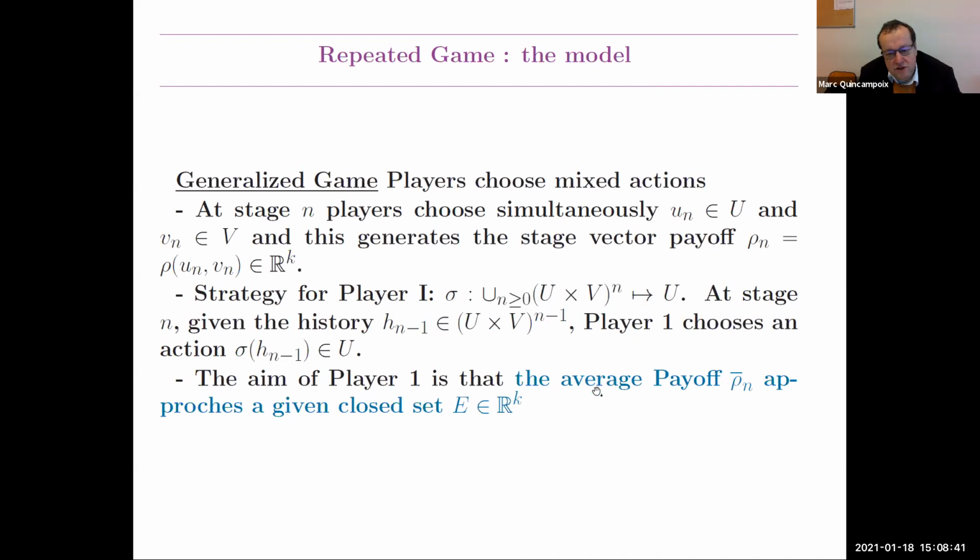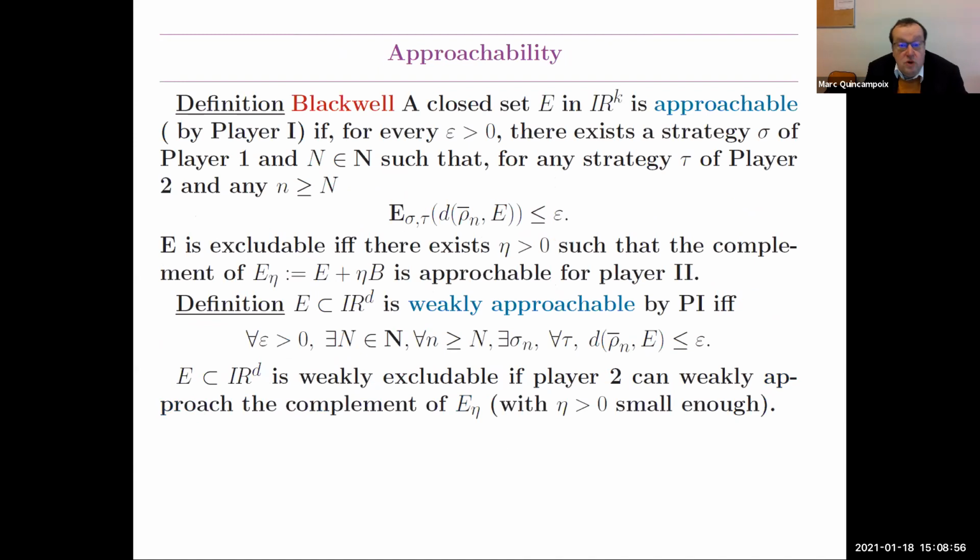And the aim of the player is the same: the average payoff must approach a given closed set E in R^k. So now I will define the approachability. It is due to Blackwell. There are two notions of approachability. Vianney has defined one, and I think only for a convex set. I will define it for an arbitrary closed set in R^k.